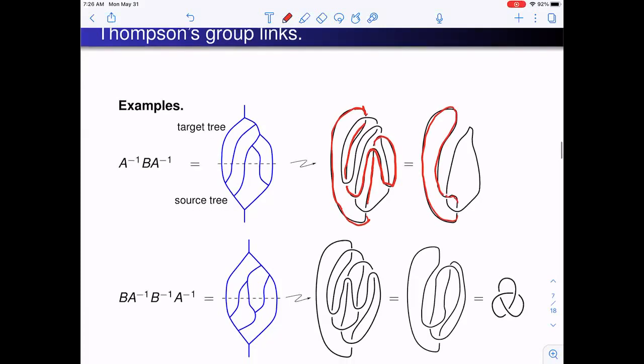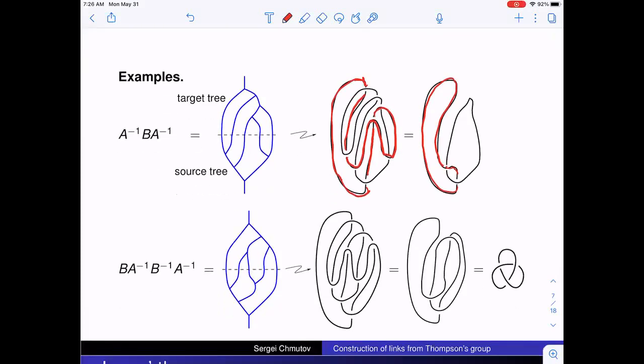Now, if I consider a slightly different element like that, it will be different trees, and the construction is going to be more complicated, but again, I can pull this arc off to the right, and that arc to the left, and what you can see is a trefoil, actually. So that element corresponds to the trefoil.